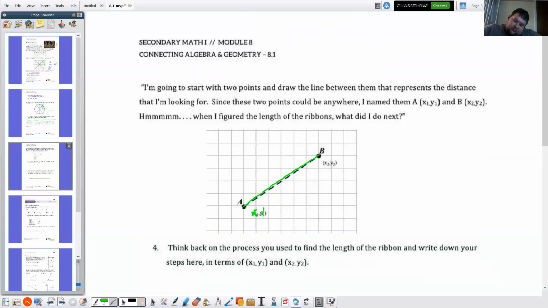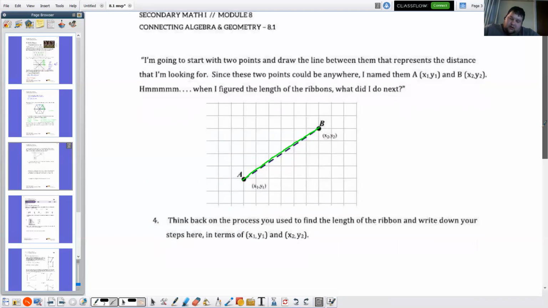I'm actually going to change up this color, make it a little bit easier. So A has an X value and a Y value. And B has an X value and a Y value. So we call those X1. Sorry, I call them the other way. So X1, let's do this. Let's make it a little easier. X1 and Y1. It should be written there on your paper already.